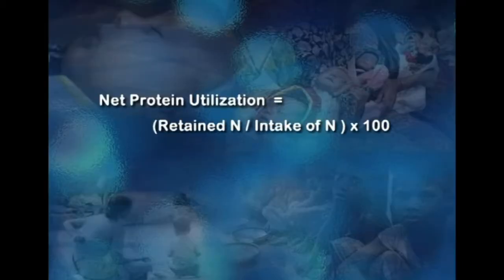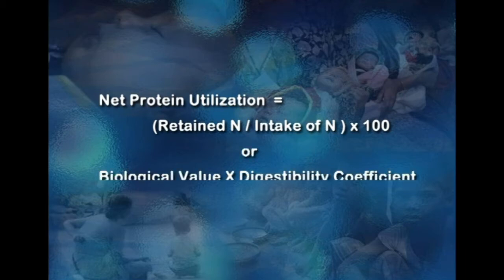It can be defined as retained nitrogen divided by intake of nitrogen into 100, or simply we can also call it as the multiplied product of biological value and the digestibility coefficient. One of the oldest methods that have been used to assess the protein quality is the protein efficiency ratio. It is defined as the weight gain per gram of protein intake.